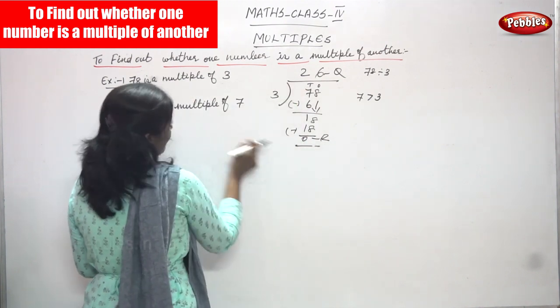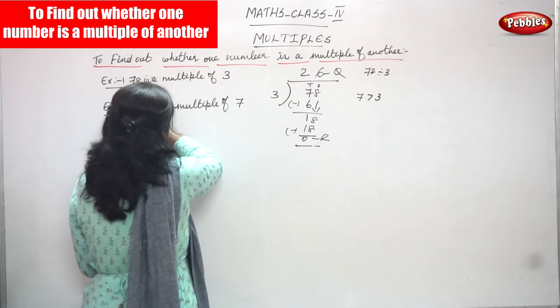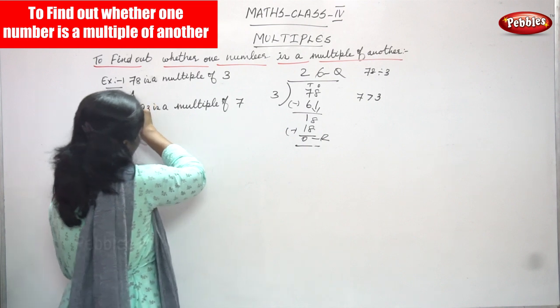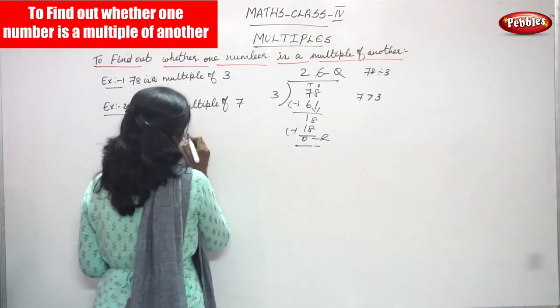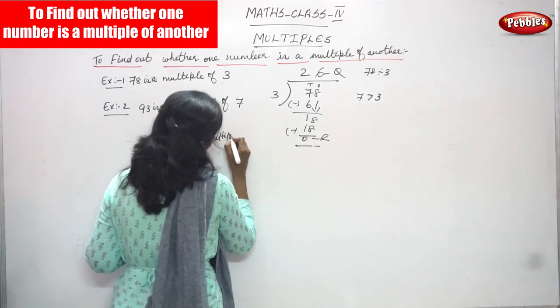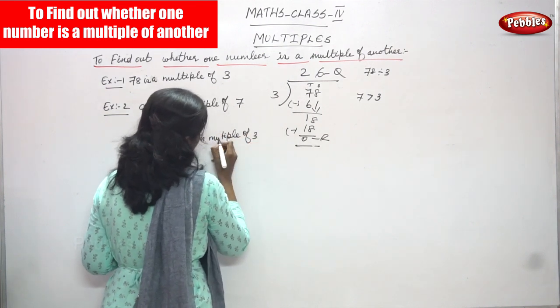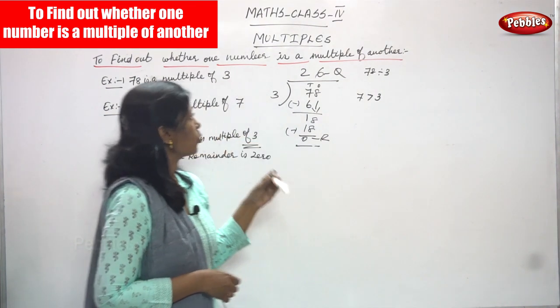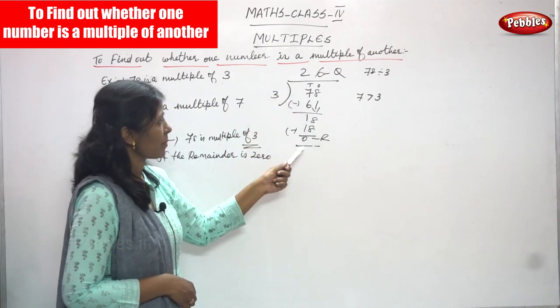So if you get remainder 0, the given number, 78, is a multiple of 3. So 78 is a multiple of 3. Now the quotient is 26 and the remainder is 0.